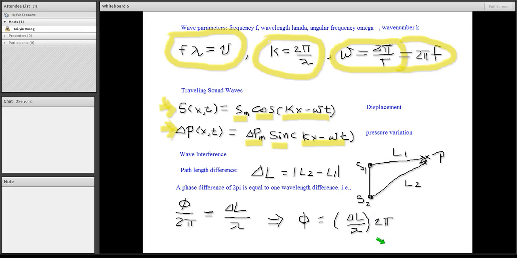We're going to revisit wave interference in more depth when we get to Physics 214. But this will give you an idea that when you have more than one source that produces sound waves, they are going to interfere with each other, and how they interfere really depends on the path length difference with respect to the wavelength of the sound.